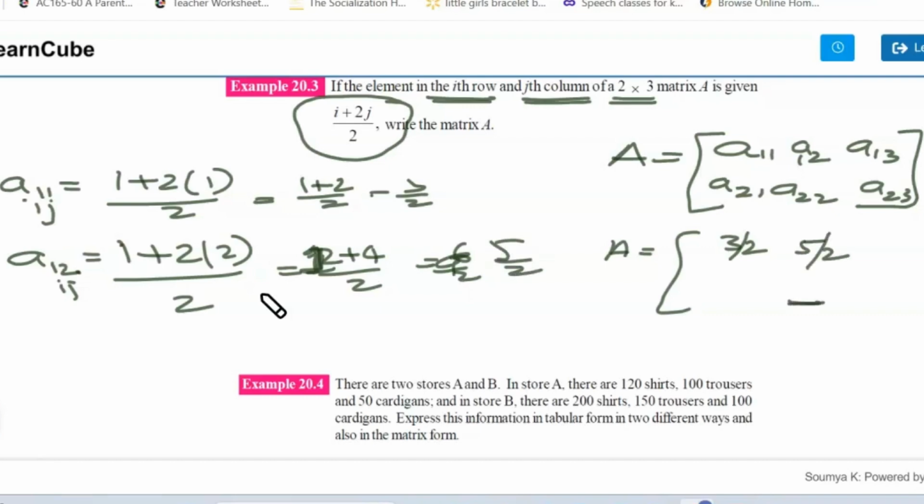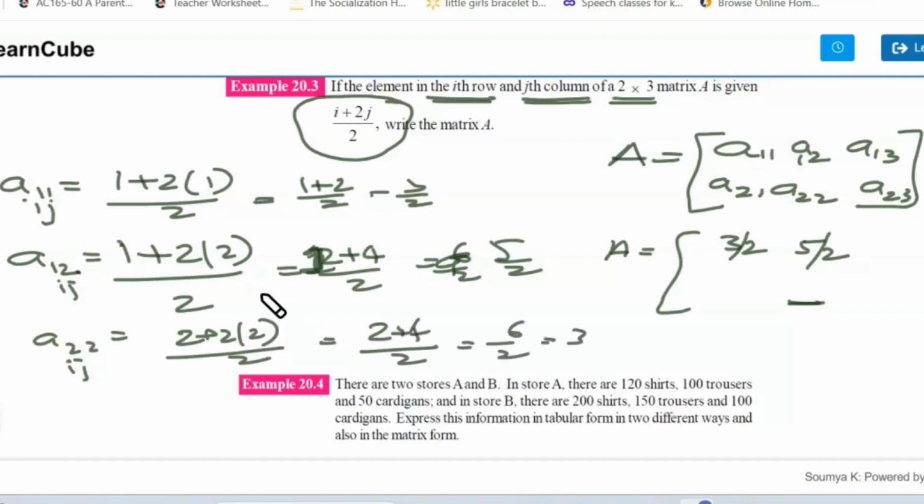Similarly, find out A22. You can find out other values also. Let's find out A22. So i and j both are 2. In this case, 2 plus 2 into 2, by 2. 2 plus 4 by 2, that means 6 by 2, that is 3. So this element is 3. Similarly, you can find other elements also using the same formula, and the result should look like a 2 by 3 matrix. You can do this question.